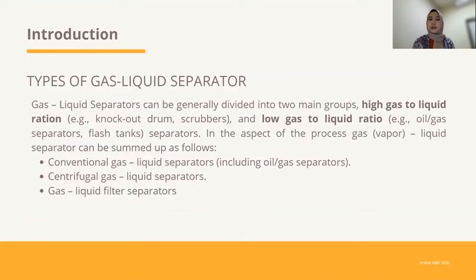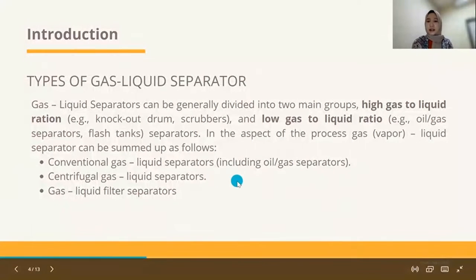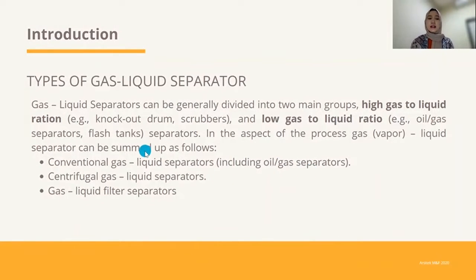So there are several types of gas liquid separator. Gas liquid separators can generally be divided into 2 main groups: high gas to liquid ratio, for example knockout drums and scrubbers, and the other type is low gas to liquid ratio, for example oil gas separators and flash tank separators. In the aspect of the process, gas or vapor to liquid separators can be summed up as follows. First, conventional gas or liquid separators, including oil and gas separators. Second, centrifugal gas or liquid separators. And the third one is gas liquid filter separators.